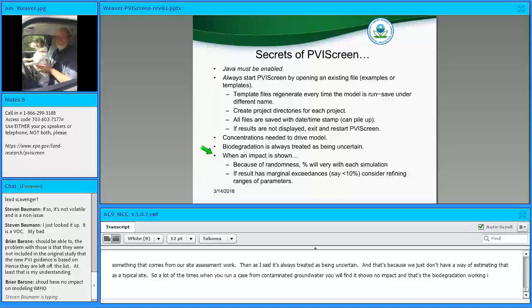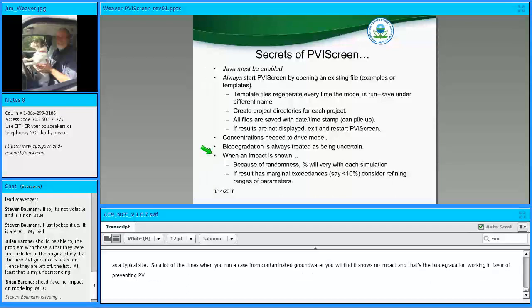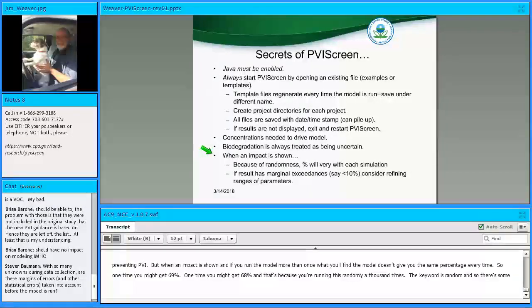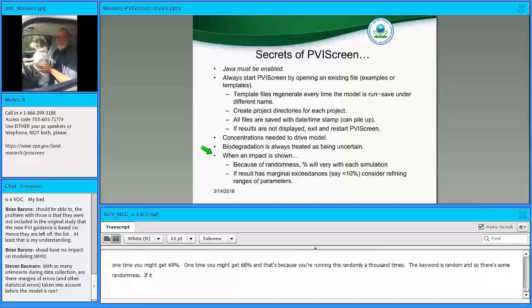But when an impact is shown, and if you run the model more than once, what you'll find is the model doesn't give you the same percentage every time. So one time you might get 69%, one time you might get 68%. And that's because you're running this randomly 1,000 times. Well, the key word is random. So there's some randomness. If it bothers you that there's this 1% variation, you can increase the number of runs.